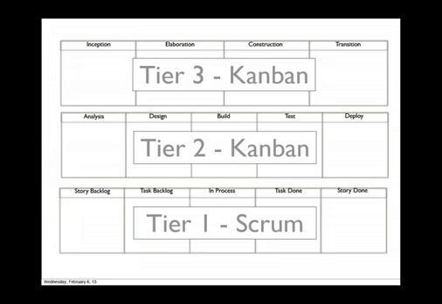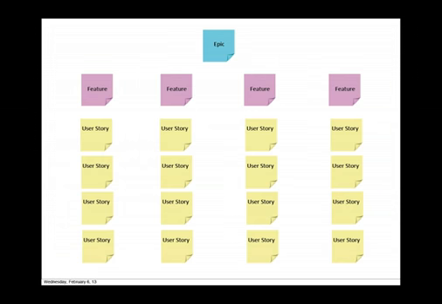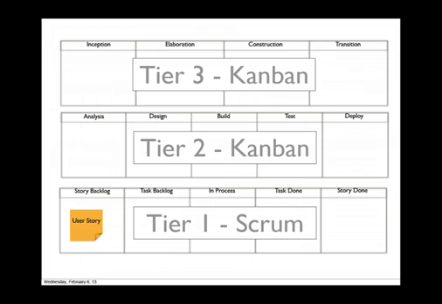So let's tie it back to another graphic that you guys have seen. So here was our story map graphic, and we talked about the idea of minimally marketable features. So now let's marry these two. So the tier one, the Scrum guys, they're operating off of user stories, right? They're doing user stories, they're doing sprints, all that good stuff.